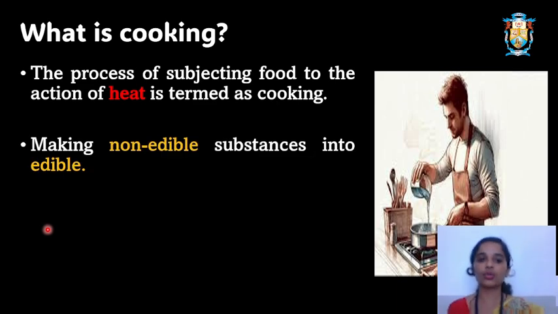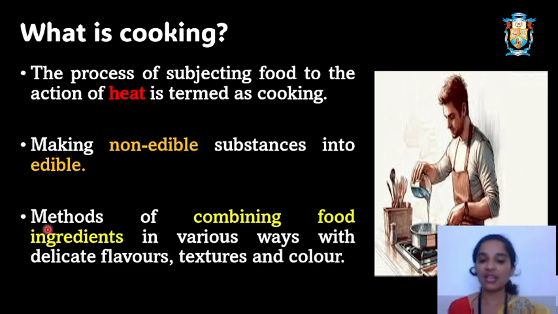As I said, cooking is making non-edible substances into edible ones. It is a method of combining food ingredients in various ways with delicate flavors, textures and colors. Because of the physical and chemical changes when you cook, the mixing and combining of the food ingredients brings a lot of delicate flavors, textural changes and suitable color.